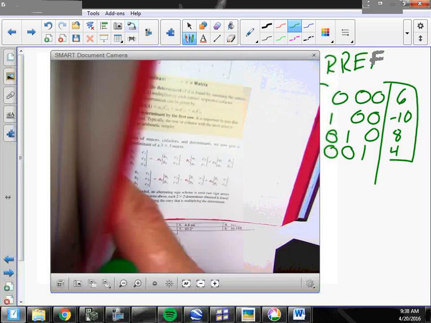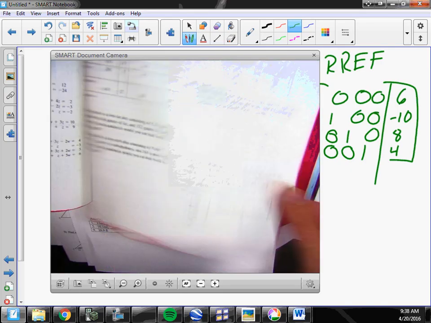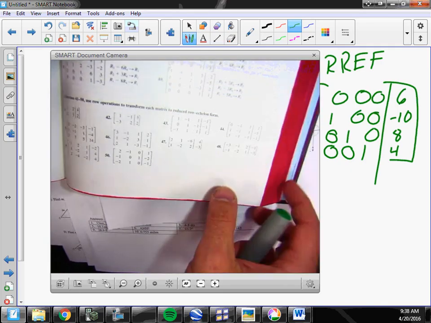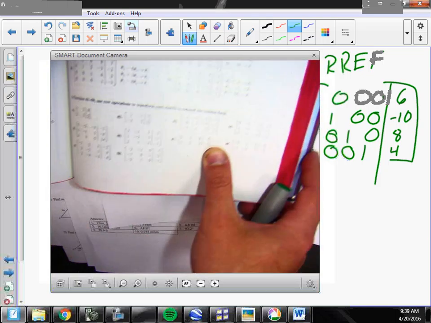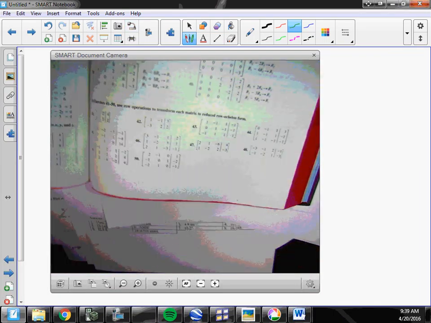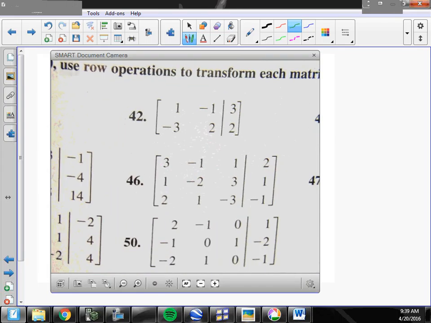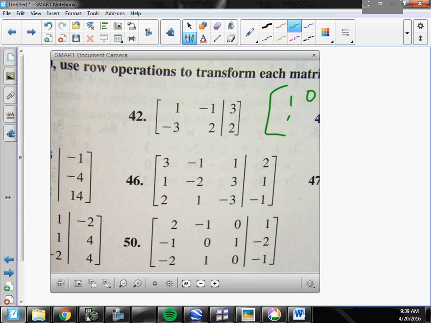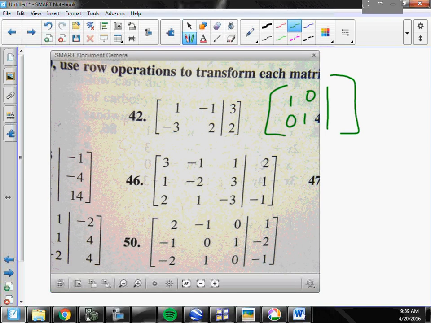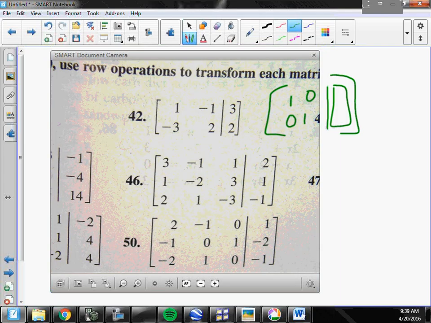So today's assignment is 8.1, 31 to 49 odd. So if you look at number 42, I want 42 to look like this: 1, 0, 0, 1, and then my answers will be over here in this augmented piece. Do I need to switch row 1 and row 2? No, because I already have a 1 in the very first box.